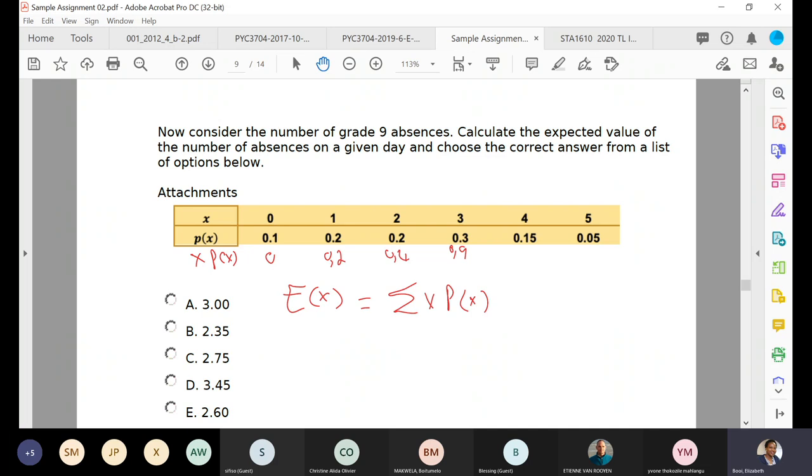0.9. 4 times 0.15 is 0.6. 0.05 times 5 is 0.25. Then add all of them. In order to calculate the summation, we just add, because that's what the summation is. Adding all of them, 2.35. So which is number B.